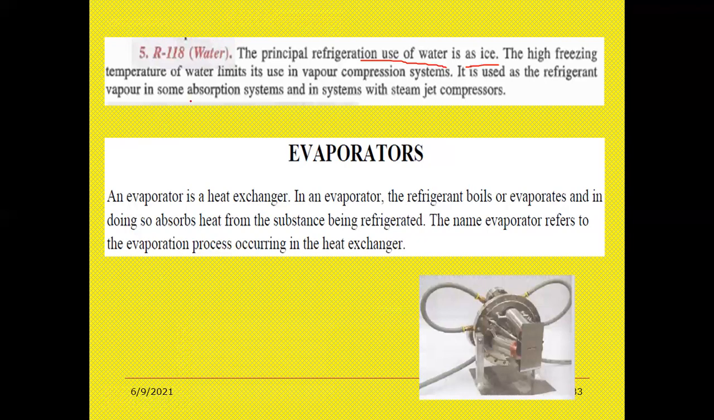Got it? Next, what is the meaning of evaporator? Generally, the evaporator is a component located in the refrigeration flow system. Then what does the evaporator do? The evaporator is simply a heat exchanger. Here the refrigerant boils or evaporates at some temperature. So in the evaporator, the refrigerant, either organic or inorganic, is boiled or evaporated, and in doing so, what happens? It absorbs the heat energy.